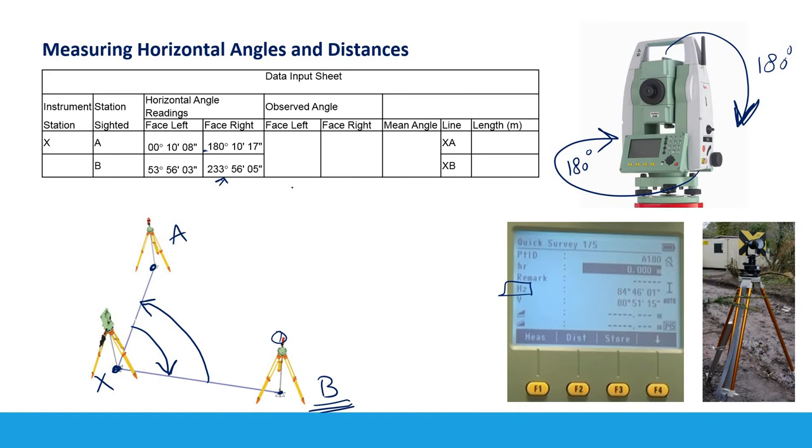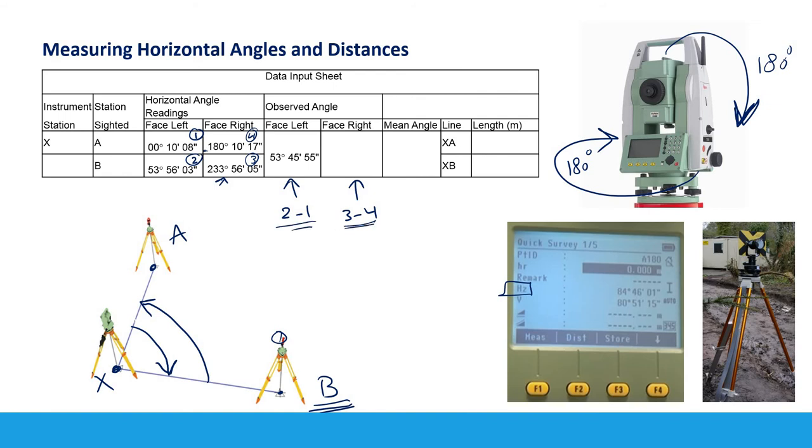Okay, so here to calculate the face left, as I have just mentioned, the second minus the first measurement. This is the second measurement, guys, here. This is the first measurement. So the second minus the first measurement, it would be in this case 53 degrees 56 minutes 3 seconds minus 0 degrees 10 minutes 8 seconds. I will calculate that to be 53 degrees 45 minutes 55 seconds. Okay, now here to calculate the face right, which is the third minus the fourth measurement. This is the third and this is the fourth measurement. So the third minus the fourth.